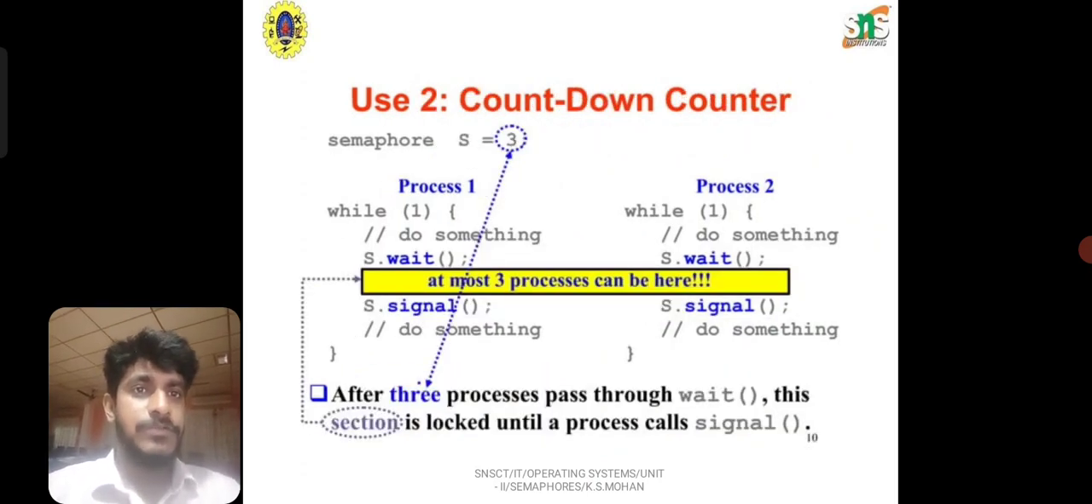Then count s equals 3. After 3 processes pass wait, this section is locked until a process signals. So process 1 and process 2 do something. With wait, at most 3 processes can be here. Signal, do something. So this is a loop. We can have the counter count down here.